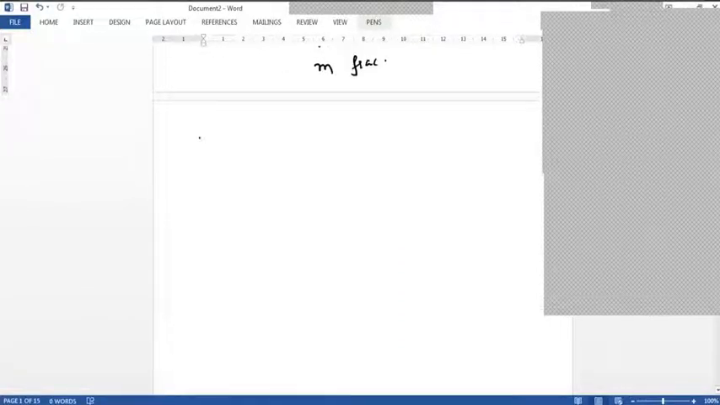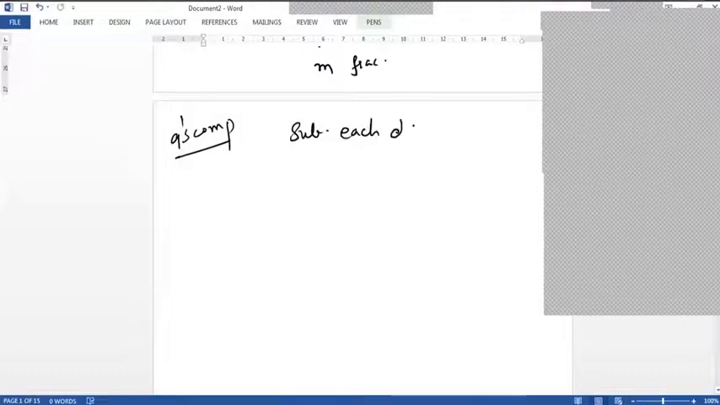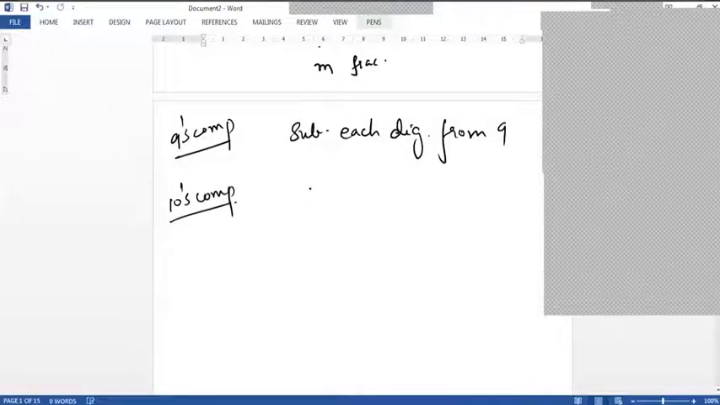Shortcut method for finding 9's complement: subtract each digit from 9. Do you remember, or did you forget? Chalo, tell me, how do we find 10's complement? Yes, 9's complement plus 1. Add 1 to 9's complement. Very good. Shortcut method for 1's complement.